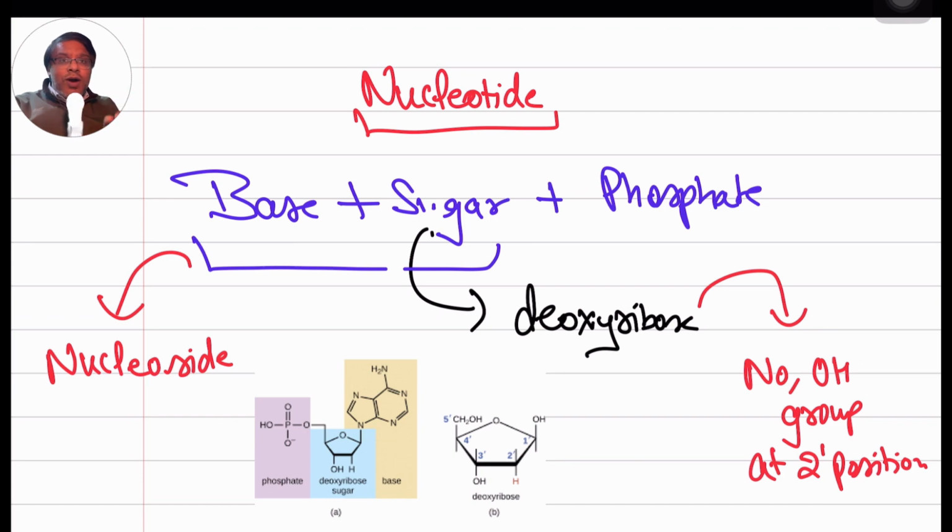Yes, in the case of RNA, keep in mind the sugar is ribose. So you are going to have two types of nucleic acid. One is DNA. In the case of DNA, always remember the sugar is deoxyribose. In the case of RNA, the sugar is ribose. In the case of DNA, you are going to have a hydrogen atom at the 2' position, while in the case of RNA, you are going to have an OH group.